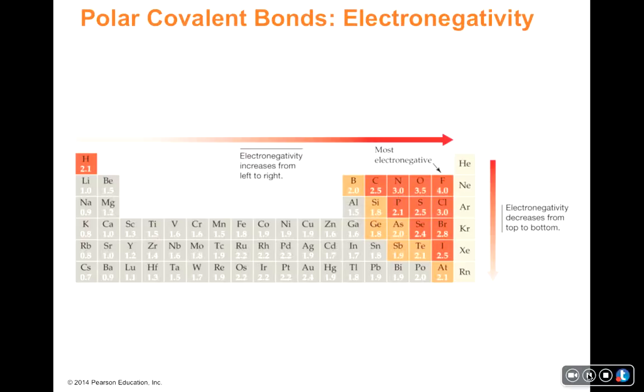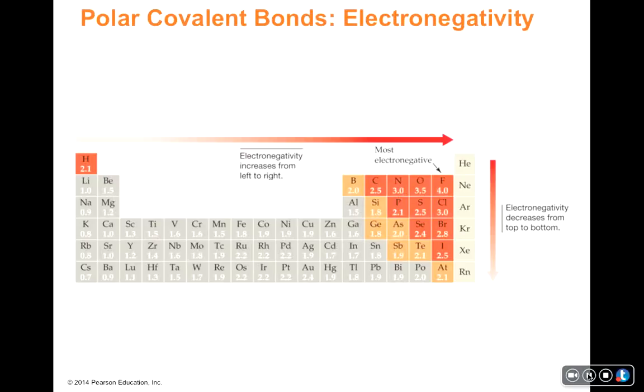So if you have bonds between atoms that have the same or similar electronegativity, they're essentially nonpolar covalent bonds. If you have bonds between atoms whose electronegativities differ by more than 2 units, then those are said to be ionic bonds, ionic compounds. Bonds between atoms where electronegativities differ by less than 2 units are polar covalent.